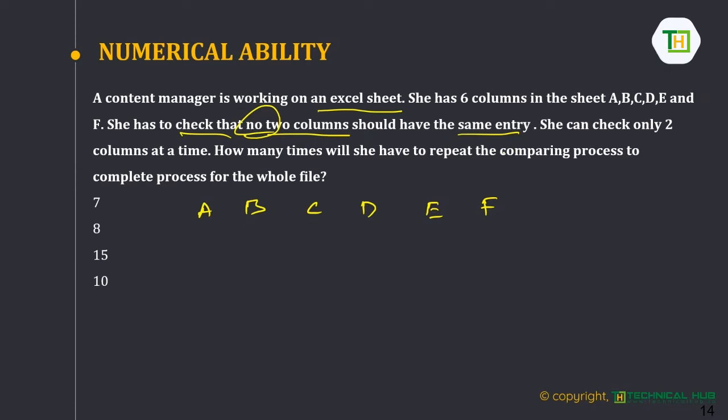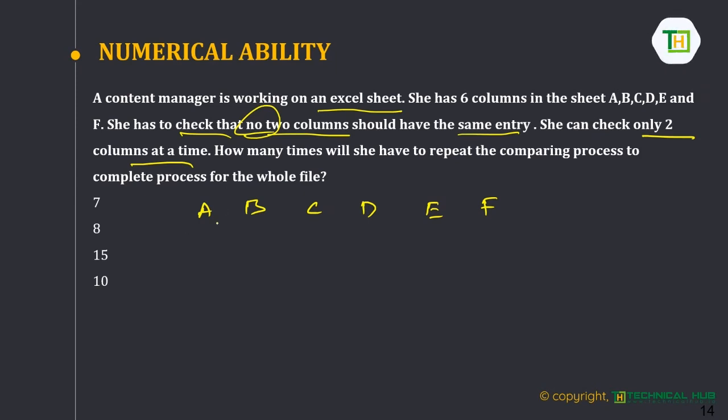There should not be any equal columns, whether it is AB, AC, AD, AE, whatever the columns, okay? And she can check only two columns at a time. How many times will she have to repeat the comparison process to complete the process for the whole file? Here, how many times does she have to compare in order to complete the whole process?